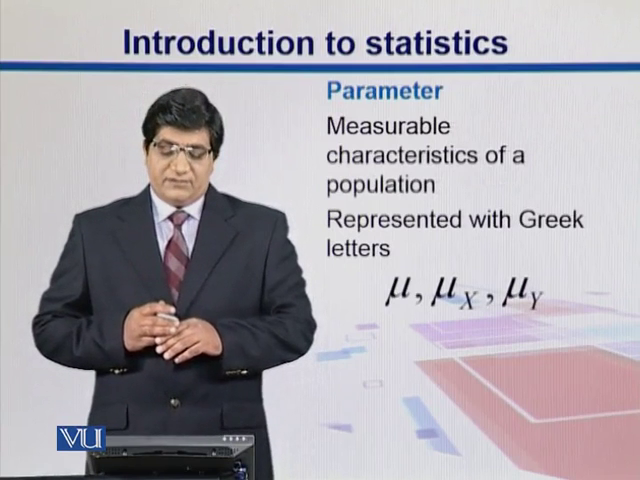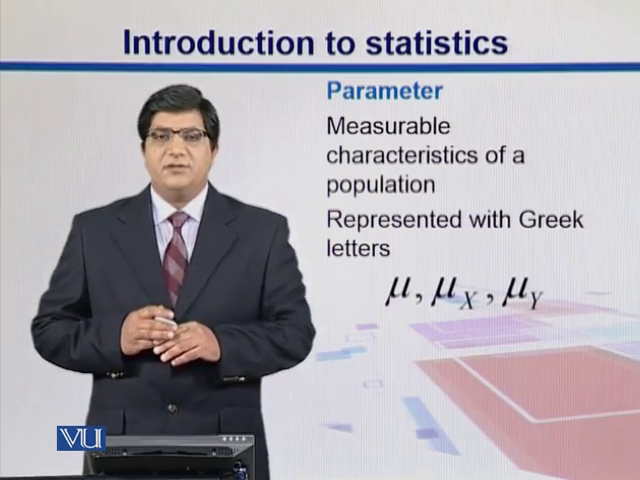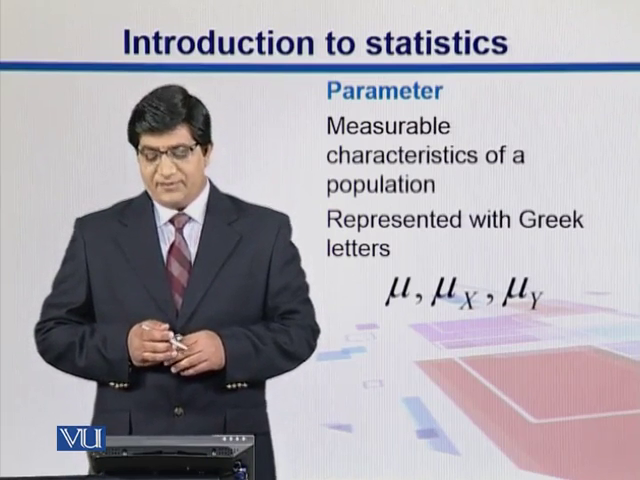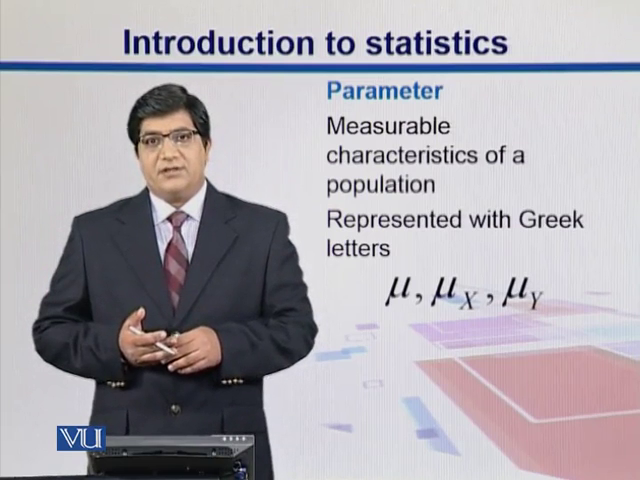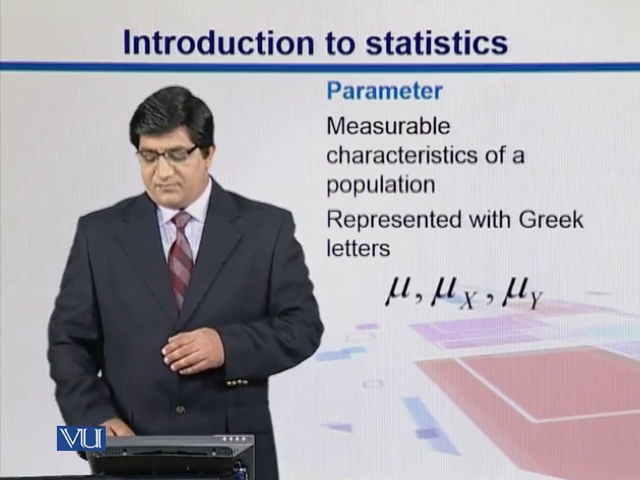A parameter is a characteristic of a population. If we are talking about the population mean, it is a parameter. It is represented with the Greek letter mu. It can be for any population, like X, so we can say mu of X, and we can also have a mu of Y.